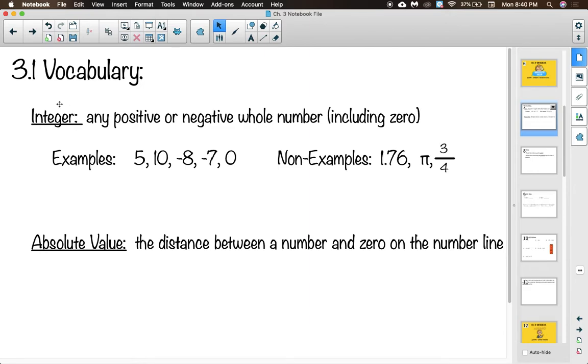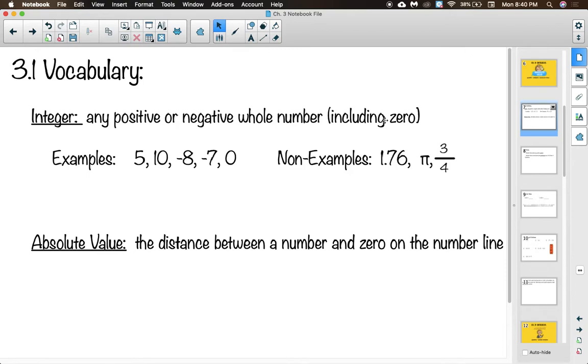Notice there's only one R in the word integer. Seventh graders love to add a bonus R and call it an "intenger." Nope, just integer. And an integer is any positive or negative whole number, including 0. In your note packet, I did not leave a space for you to write examples, but you have space that you can put them on the line or underneath. Some examples of integers are 5, 10, -8, -7, and 0. Don't forget 0. 0 is really important here.